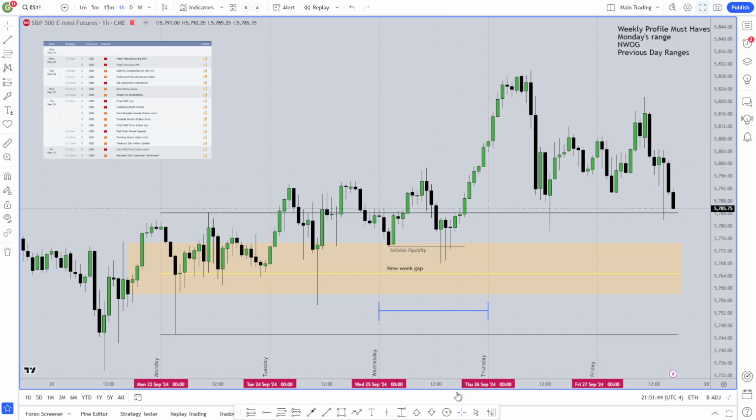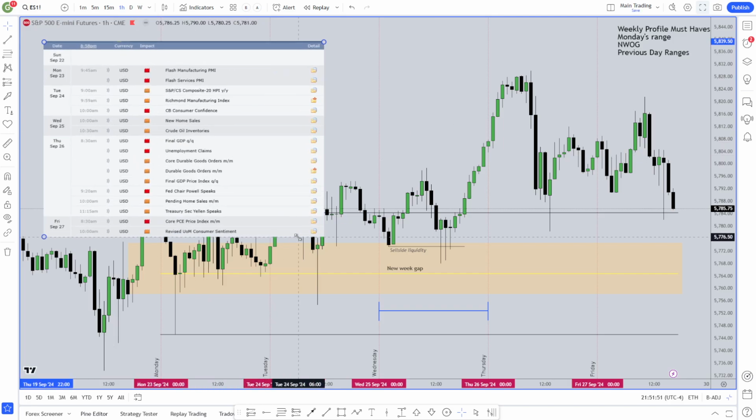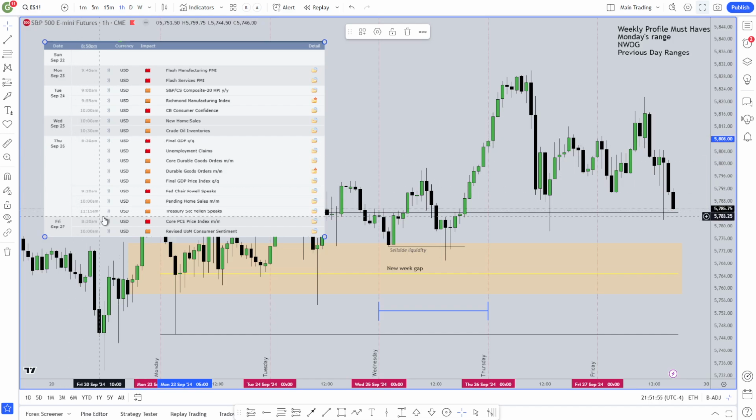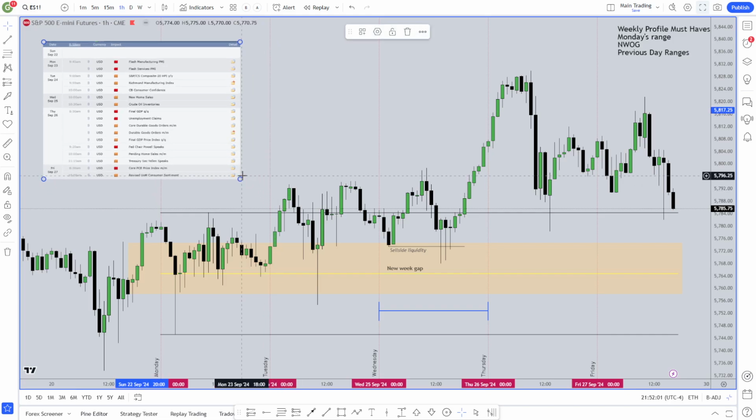And the news event on Wednesday that may have been relevant was a 10 a.m. new home sales. And then we're using Thursday to basically frame out the internal daily range that will basically contain price. So on Wednesday, we'll see our more relevant move. And then Thursday, we'll start to define the range that will hold price for the rest of the week.